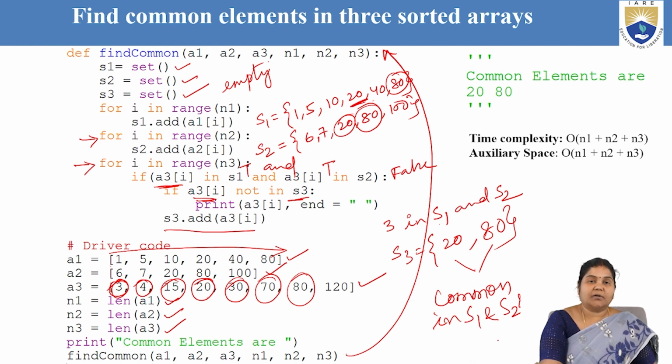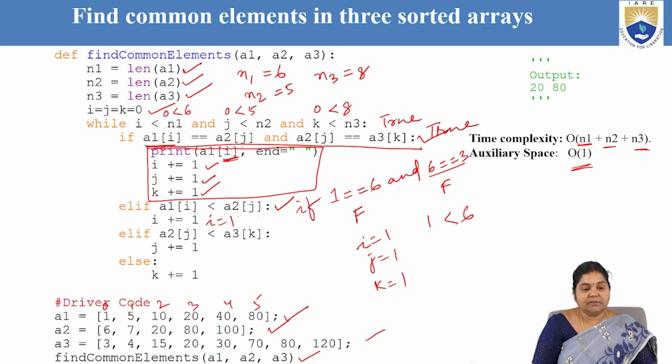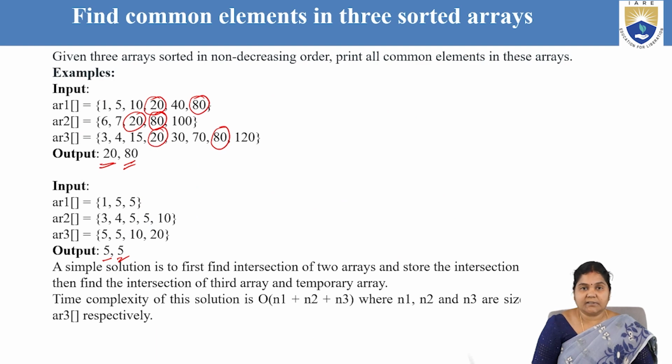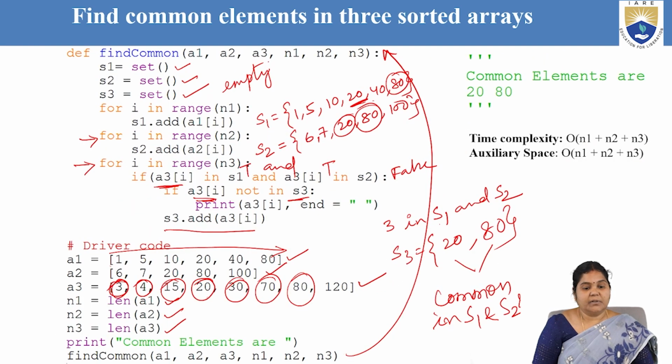So using this set concept, we can find the common elements in 3 sorted arrays also. We have seen here 3 different solutions. One is using the iterative approach. One is using the intersection operator that you can directly use. And the third one is how to use the set concept to find the common elements in 3 sorted arrays.